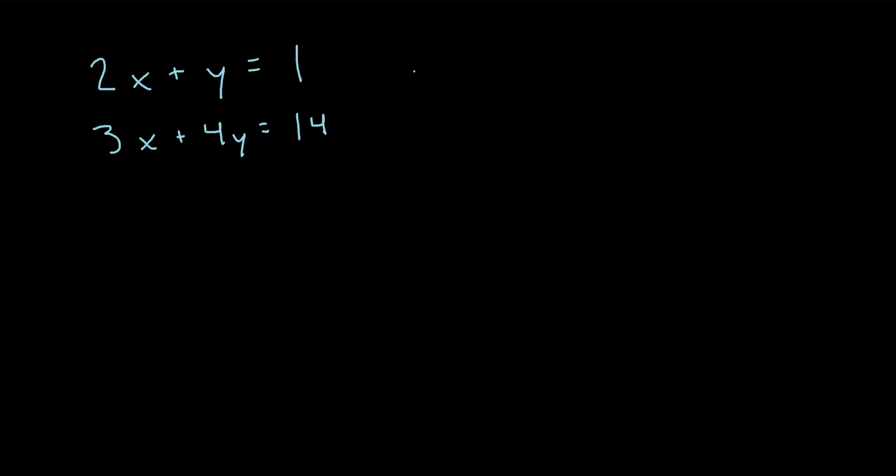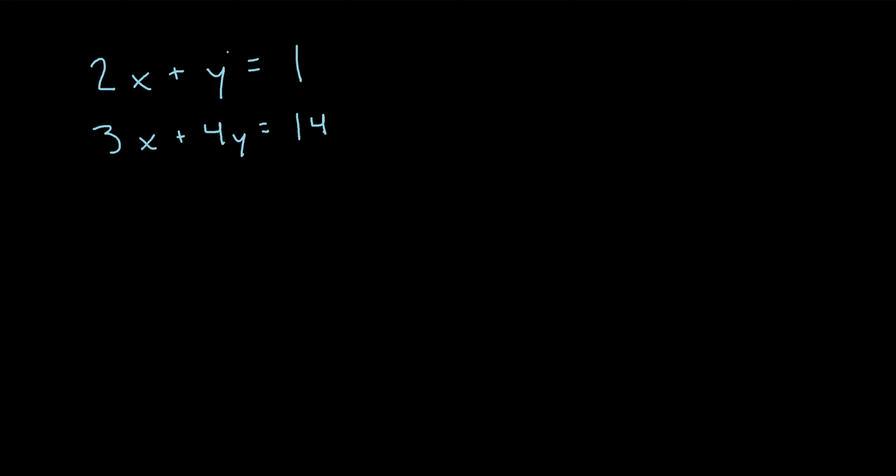In this video, we'll talk about how to solve a system of equations using a method known as substitution. So let's work through a few examples. Let's say we have the following equations. 2x plus y is equal to 1, and 3x plus 4y is equal to 14. We want to figure out for what values of x and y make both of these equations true.